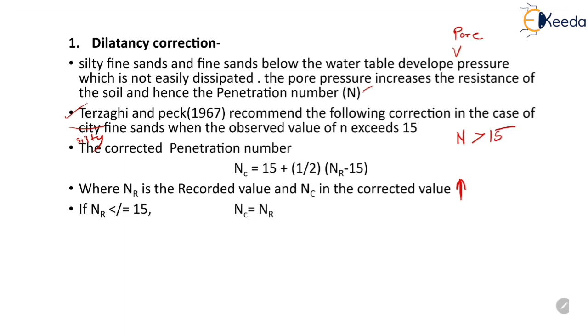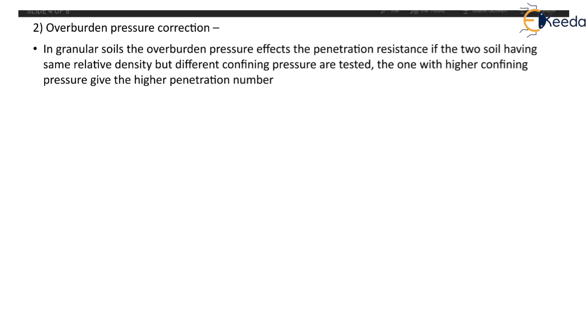But if recorded value is less than or equal to 15, then the corrected value is taken as equal to NR or recorded value. So in short, if recorded value is less than or equal to 15, then no correction is applied, and if it is greater than 15, then this equation is used for the correction. Now we will discuss overburden pressure correction.